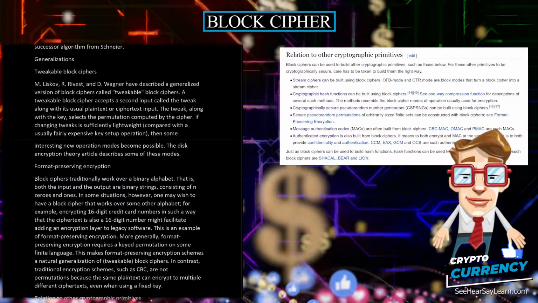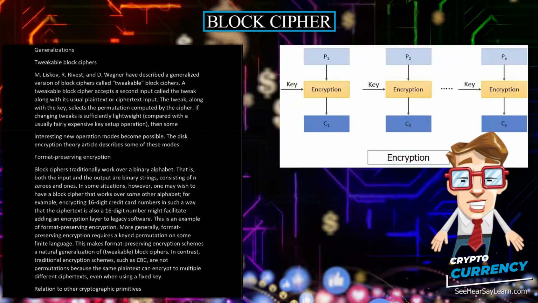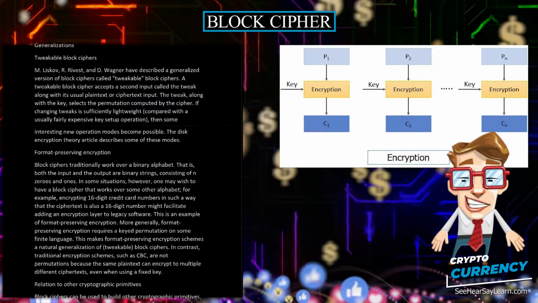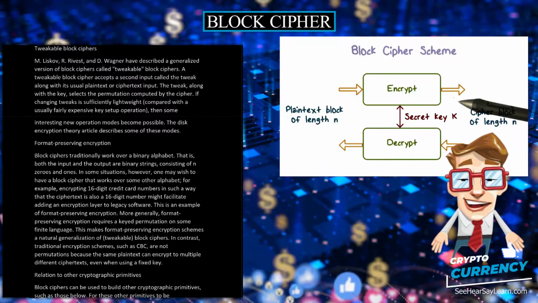In contrast, traditional encryption schemes, such as CBC, are not permutations because the same plaintext can encrypt to multiple different ciphertexts, even when using a fixed key.